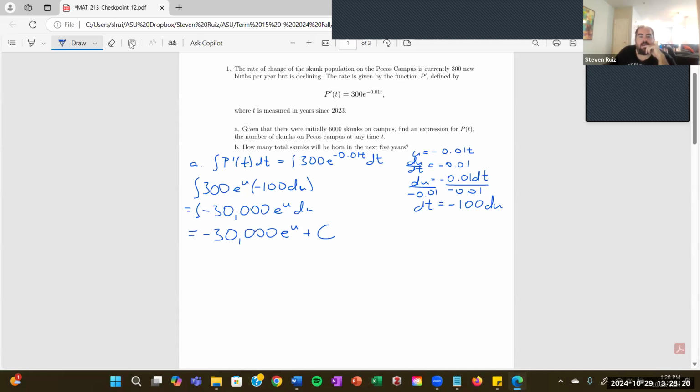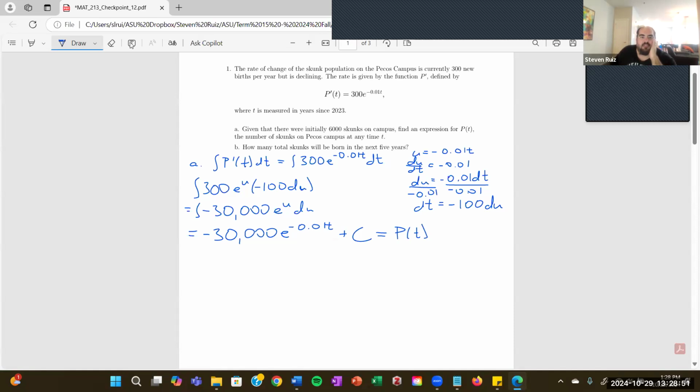I know that at time equals 0, actually, let's do this first. Let's re-express this. So let's replace u with what I originally said it was, negative 0.01t, plus c. So we know there are initially 6,000 skunks on campus, right? So here's what we can do. This thing right here is P of t.